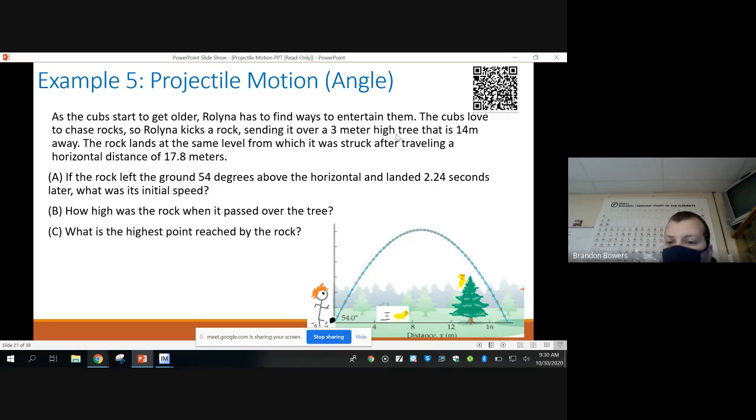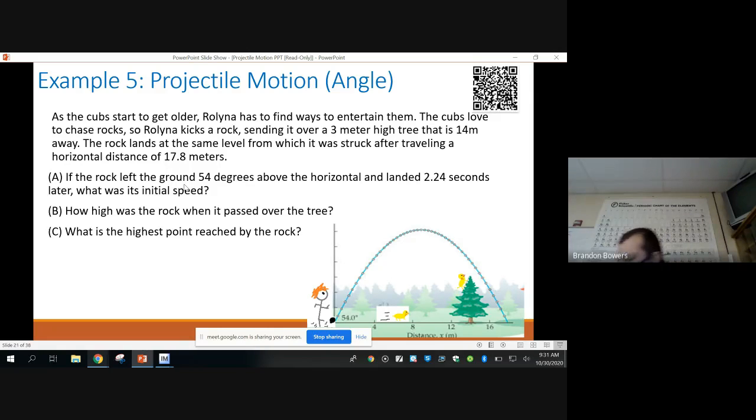So it's over a 3-meter high tree that is 14 meters away. The rock lands at the same level from which it was struck after traveling a horizontal distance of 17.8 meters. Wow. Okay. Once again, a lot of data. If the rock left the ground 54 degrees above the horizontal, and landed 2.24 seconds later, what was its initial speed?